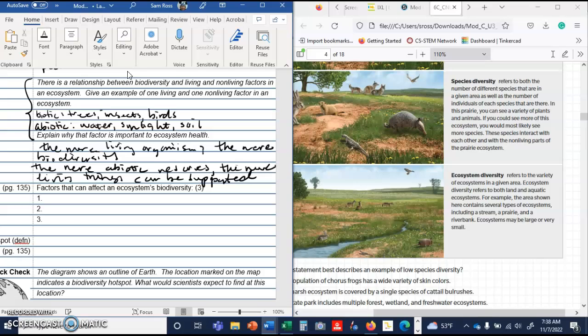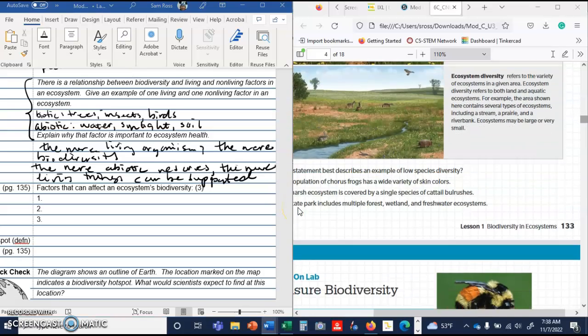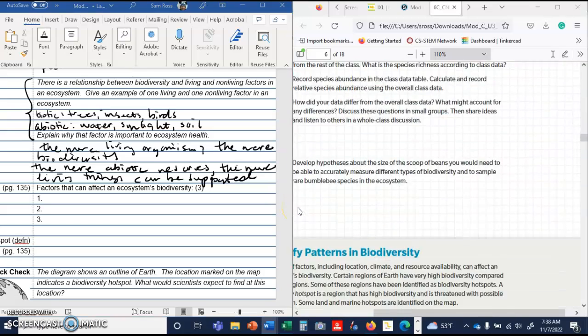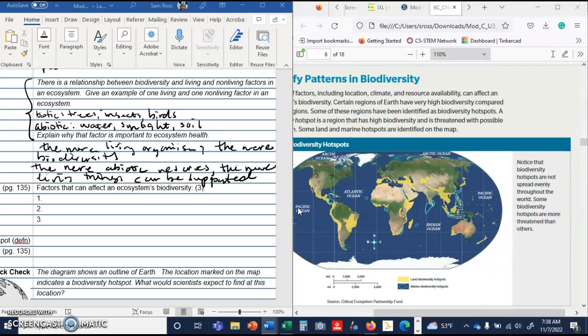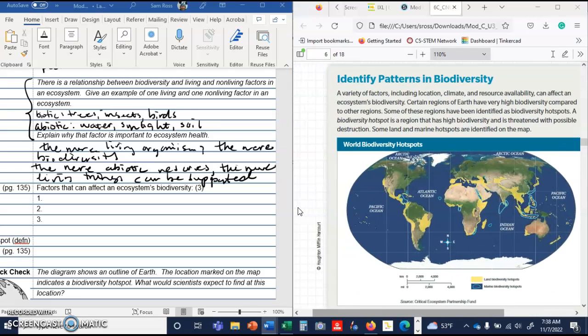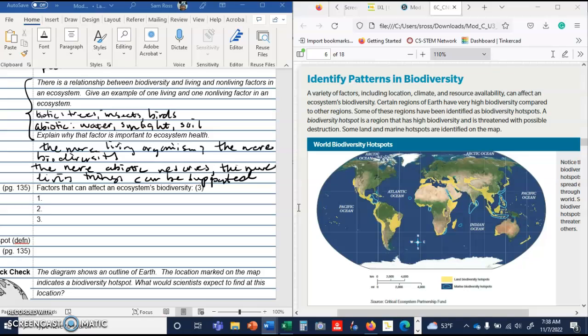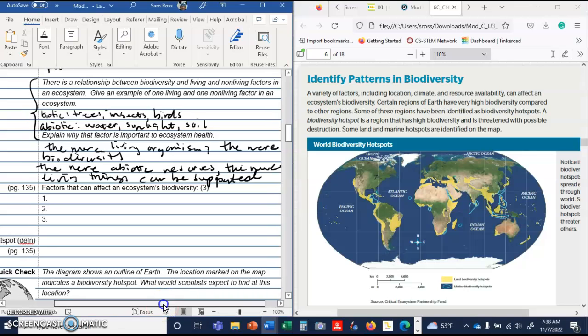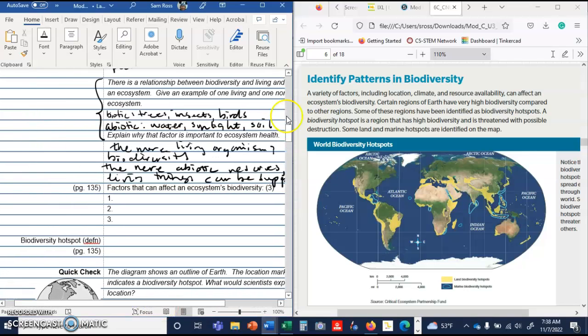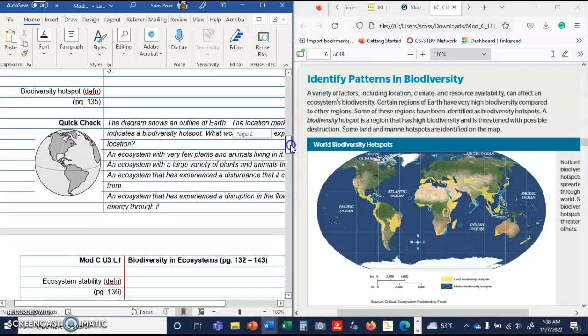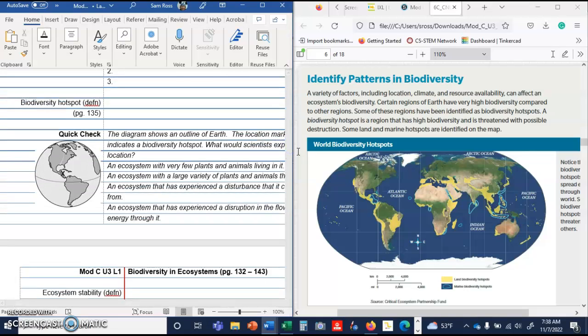Okay, factors that can affect biodiversity, 135. So let's go there. That's 133. That's 134. This, I think, is 135. A variety of factors, including location, climate, and resource availability, can affect an ecosystem's biodiversity. So here we would have location, climate, and resource availability. Let me scooch this over so I can see. And a biodiversity hotspot. Okay, let's get the definition of that.